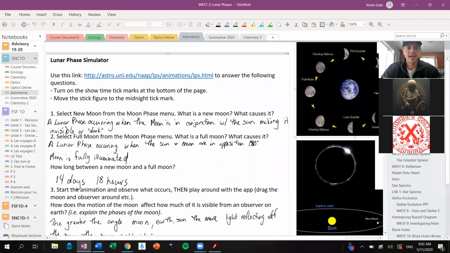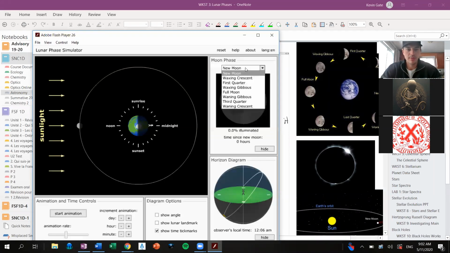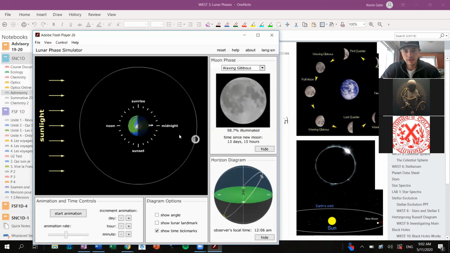It then asks us to select a full moon. So we can either go through the menu and click full moon, or more interestingly, in my opinion, we start out with the new moon and make our way around. How many days are in between the waxing gibbous and the full moon? Well, roughly 14 days, 18 hours until we get 100% illuminated.